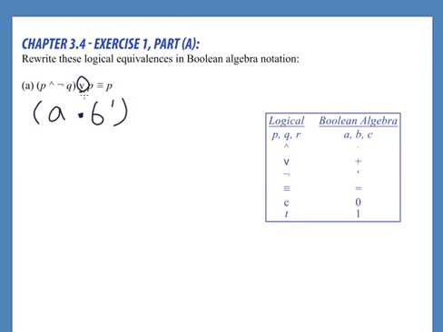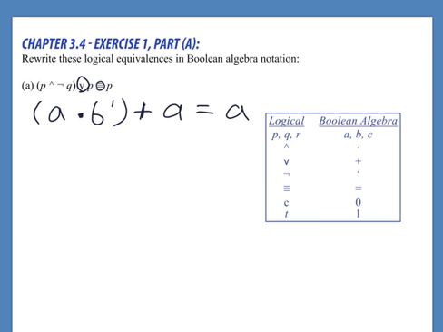Now we'll focus on this: the or here is equal to the plus sign, so there it is, and then P is equal to A, and then this sign is equal to the equal sign, and there's a P again, so that is A. So that's the answer for part A.